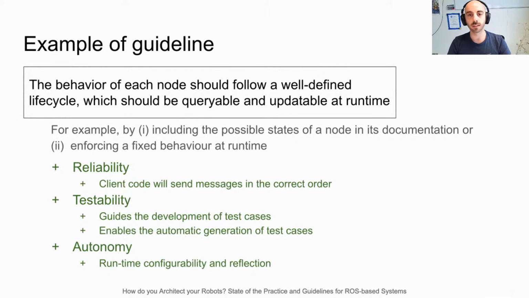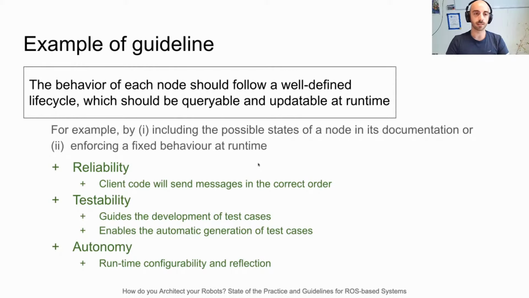Here we are focusing on stateful nodes in the system, and the idea is that the behavior of each node should follow a well-defined life cycle, which should be queryable and updatable at runtime. This guideline is important because per se, ROS, that is the platform on which robotic systems today run, doesn't mandate any specific description of the behavior, or it doesn't require that the nodes follow any specific behavior. So basically it considers nodes as black boxes. However, we know that this may impact the overall quality of the system in terms of reliability. For example, if I don't know what is the current state of a node, then I may have problems in knowing what is happening internally to this node.